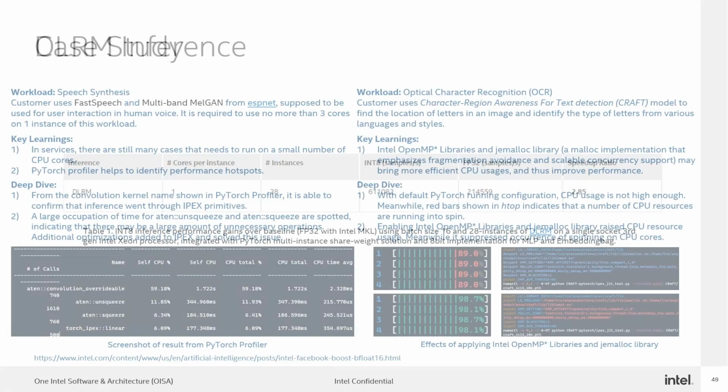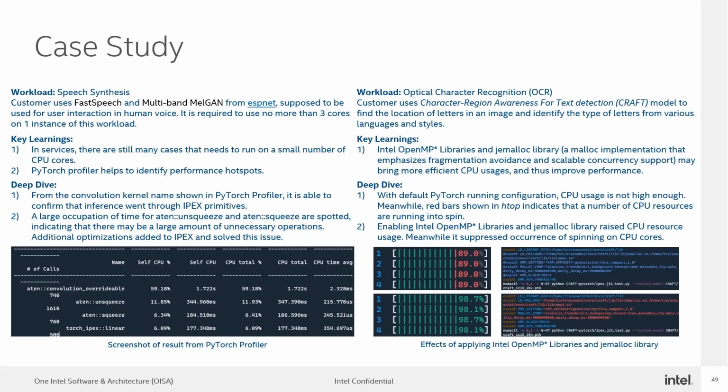Okay. There are two other case studies. One used the FastSpeech and MultiBand MelGAN topologies, which are provided in ESPnet. We used actually 4 cores for one instance on this workload.